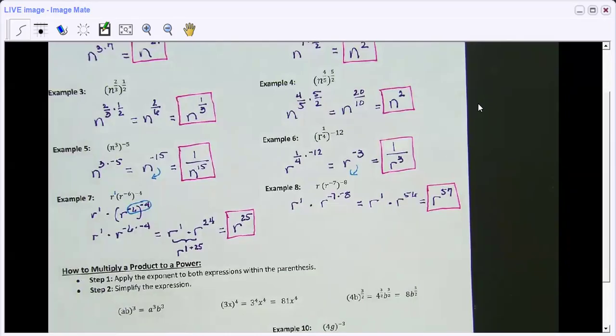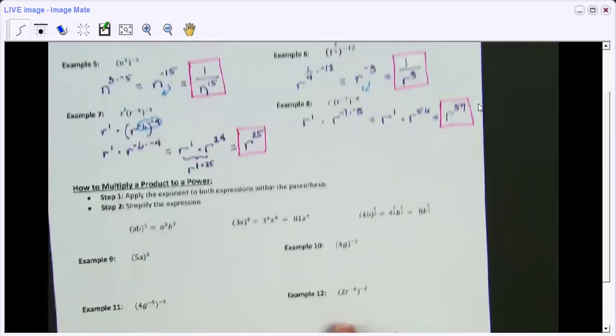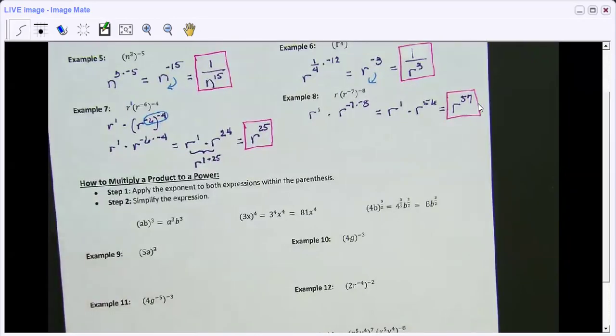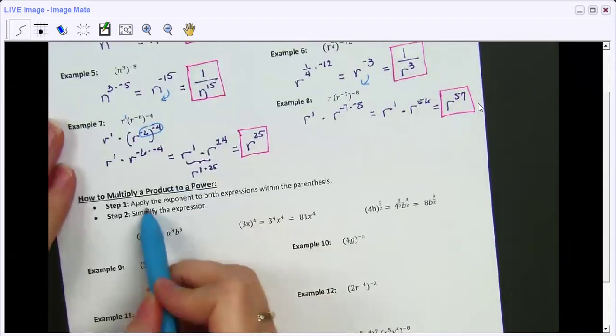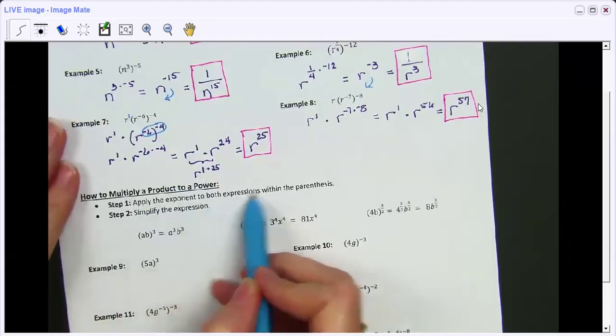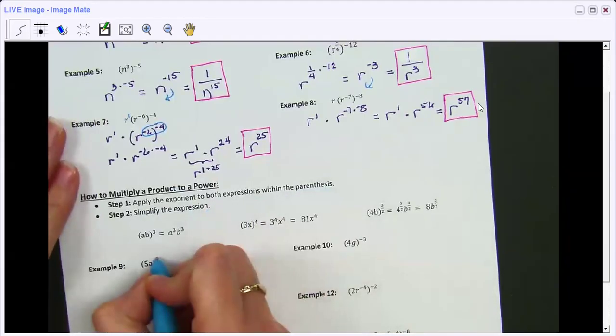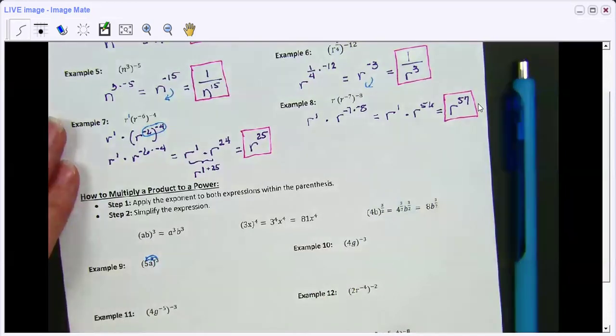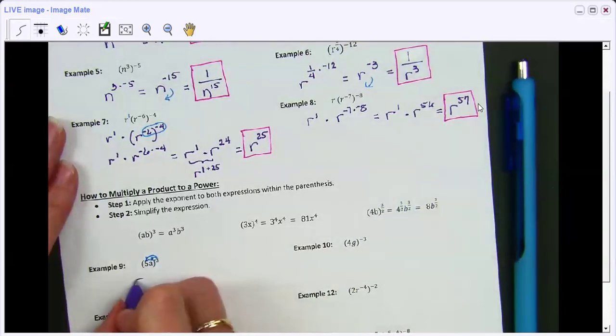All right, we're going to move on. Here, all we're doing is adding a coefficient into the mix. Anytime you have an exponent on the outside of a parenthesis, you want to apply the exponent to both expressions within the parenthesis. So I'm going to apply the 3 to the 5 and to the a. So I have 5 to the power of 3, a to the power of 3.